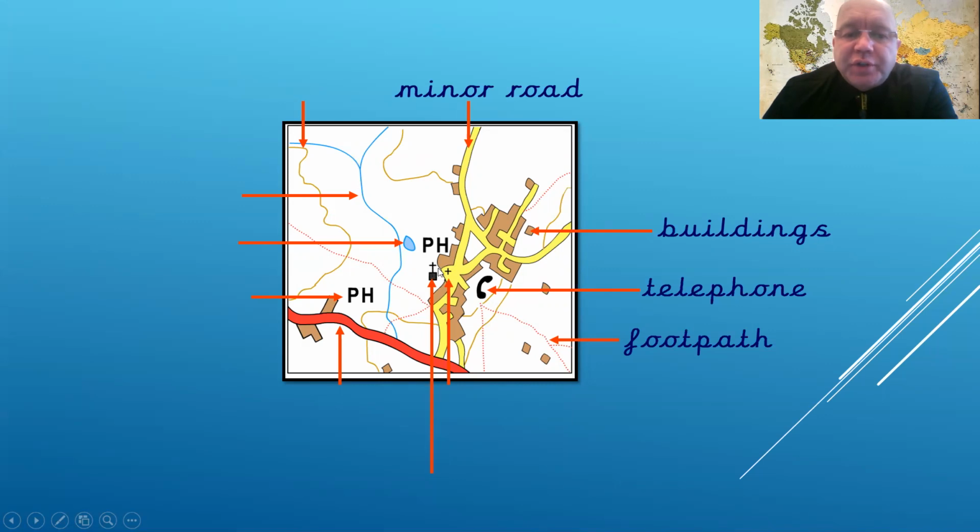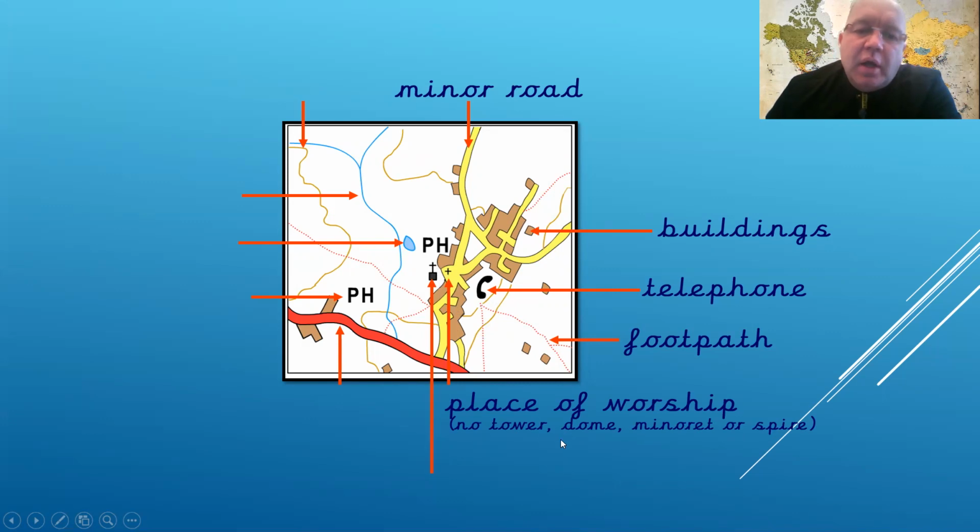Now, we've got two crosses here. I'm sure you remember what the crosses stand for, but what about the difference between the two of them? Well, the first one is a place of worship. It's got no tower, dome, minaret, or spire, so there's nothing special about the building itself, but it is a place of worship. What about the cross with the square underneath? Well, that's a church with a tower.